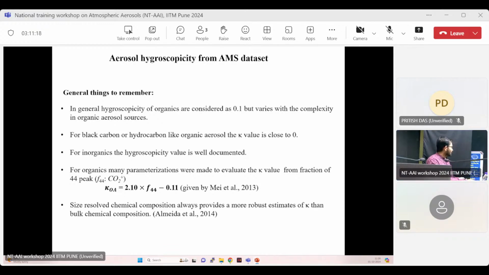Okay. And you should always have size resolved chemical composition, because if you always try to use a single kappa or a bulk chemical composition kappa, it will tend to give you more uncertainties. So you should always have size resolved chemical information, in order to better predict your kappa and get closer to the realistic one. Okay.